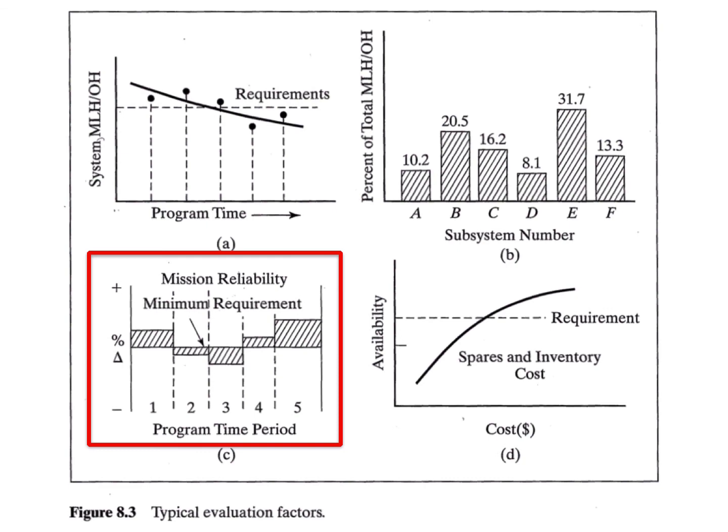The midpoint on the y-axis here is the minimum mission reliability required. In this case, the system has exceeded the requirement in periods 1, 4, and 5, but did worse than that in periods 2 and 3. This can assist one in identifying reliability problems and can lead to improved designs.